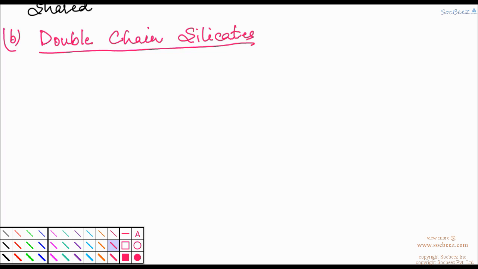Okay, double chain silicates are very similar to single chain or the simple chain silicates. Okay, the structure is as follows. First you draw the simple chain silicate. Okay, you draw a simple chain silicate.